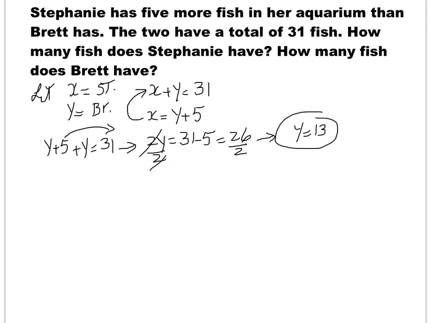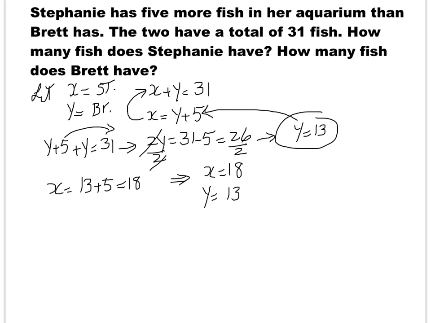So this means that Brett has 13 fishes. Now I use y equal to 13, sub it back in this equation and find x. So x is y, which is 13 plus 5, which is 18. So this means that Stephanie has 18 fishes and Brett has 13 fishes.